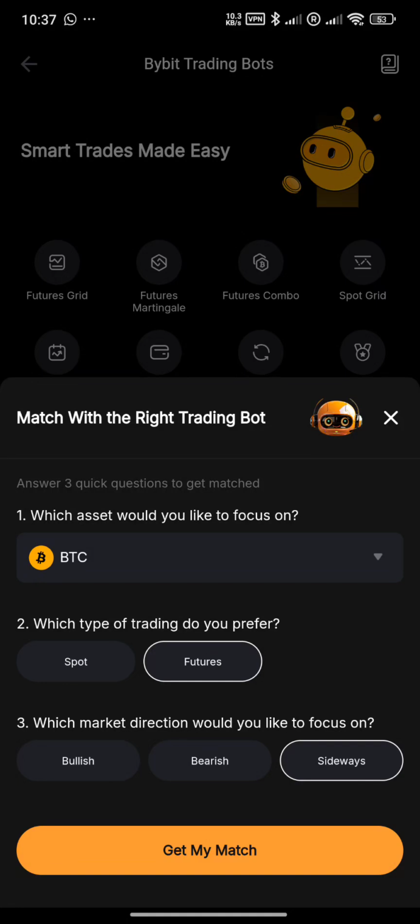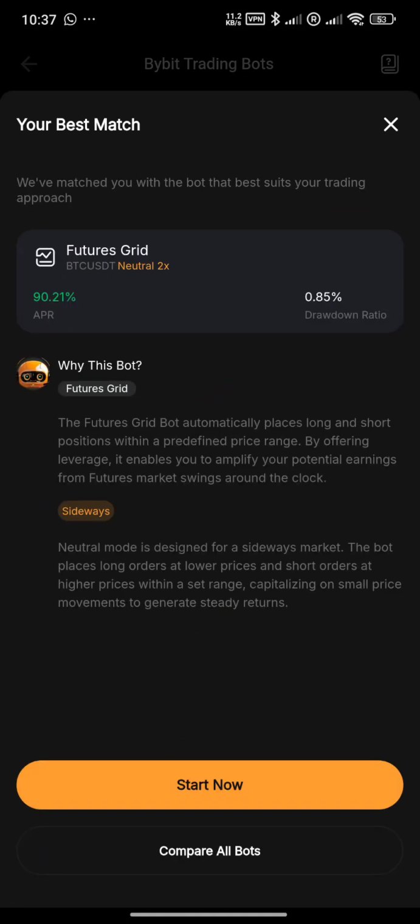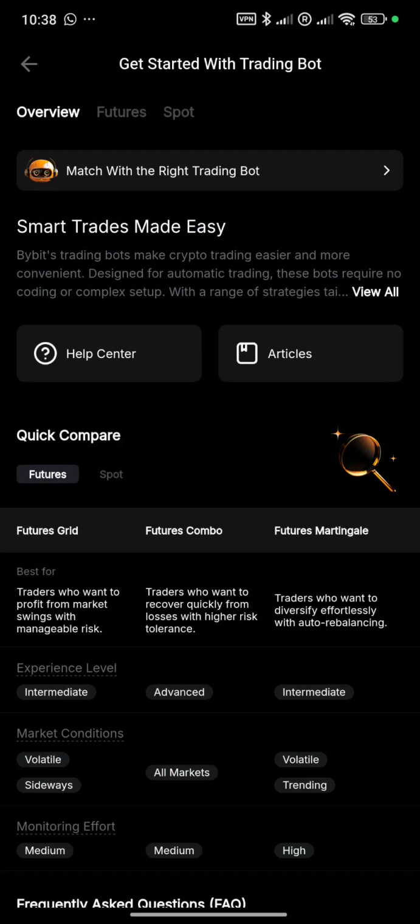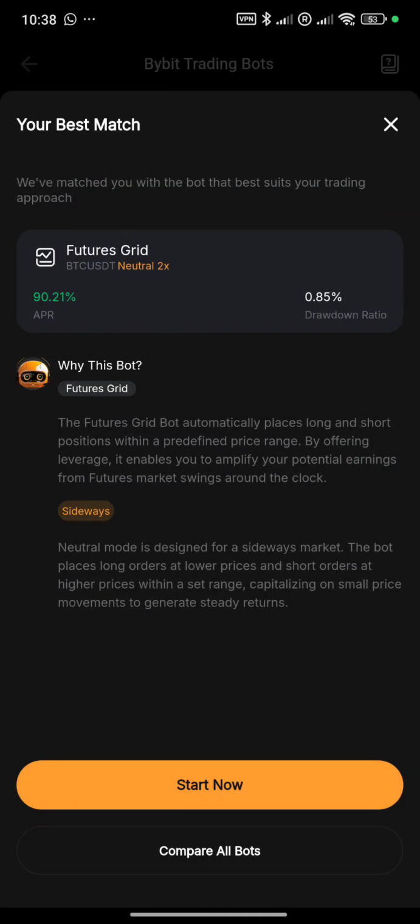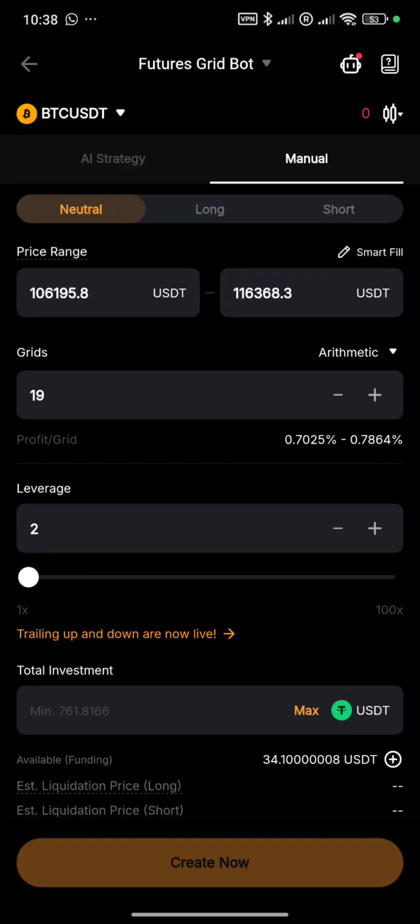But always make sure you understand the direction of the market, then you still get matched. So you see the match is telling us 80% APR for neutral, and a drawdown ratio of 0.85, which is not bad. I can compare all the bots that they have, but I don't want to stress ourselves too much. Let's just go back. Then I can choose start now. If I want to use this, I will choose start now. If I don't want to use it, I will still go back and show you what to do. So let's play along with this one first.